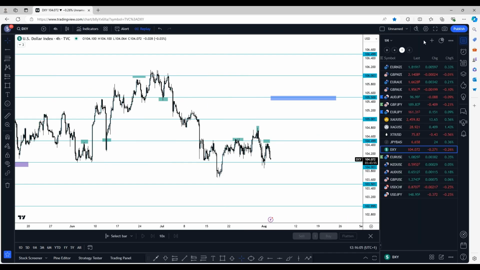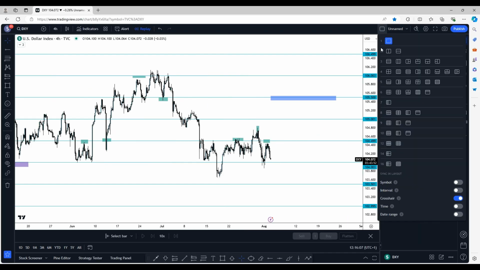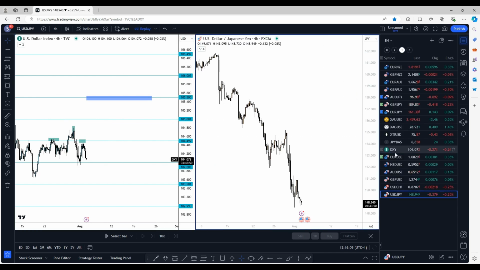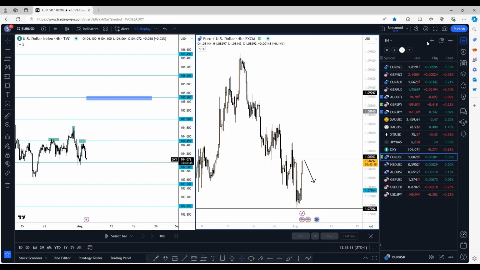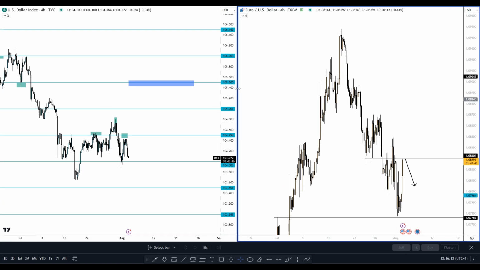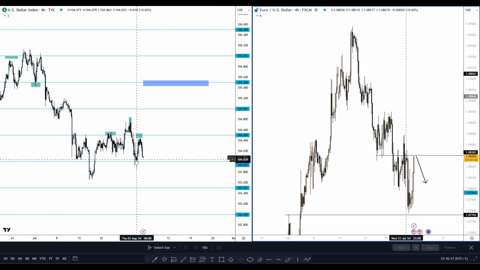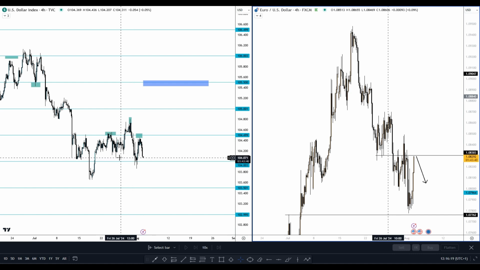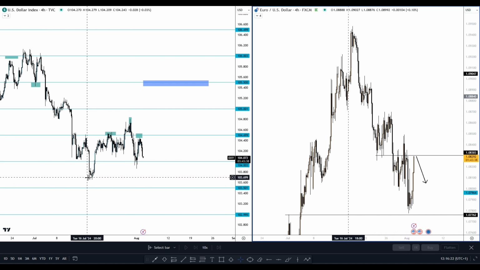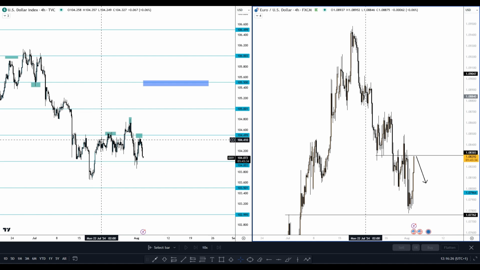But what we'll notice is that if we go and split screen this chart, and if I put on the right hand side something like Euro US dollar, let's have a look. So as you can see, if we just hover over certain areas of the chart, you can see that basically when the dollar index pushes up, currencies that are paired against the US dollar, like the euro, will fall.